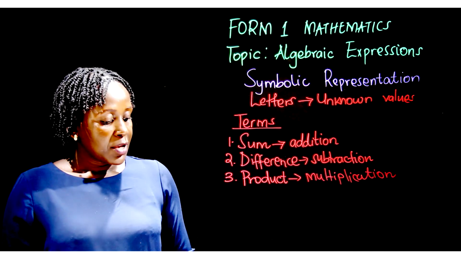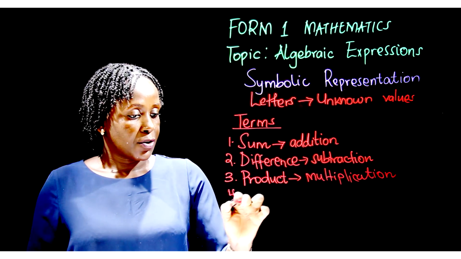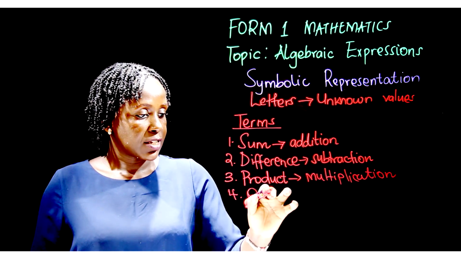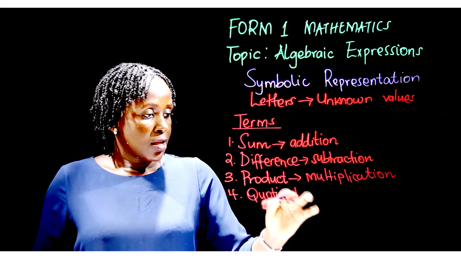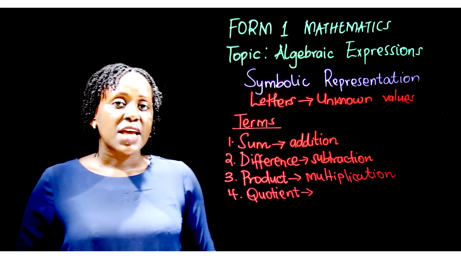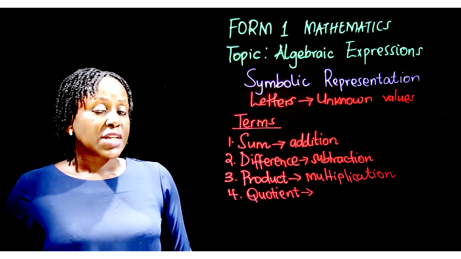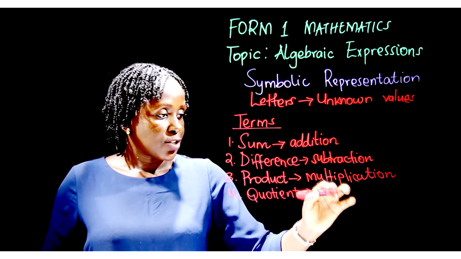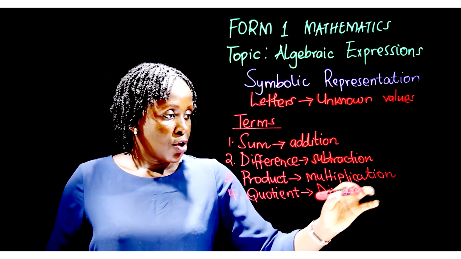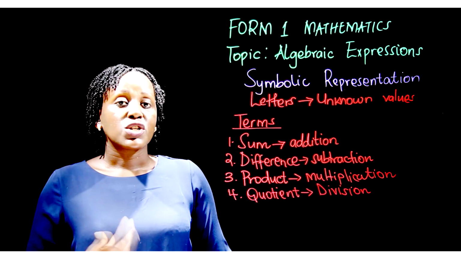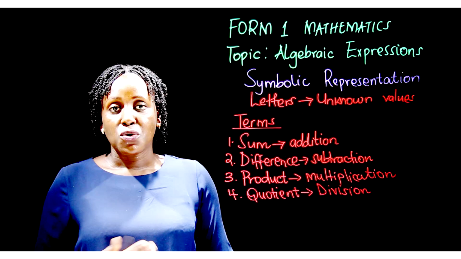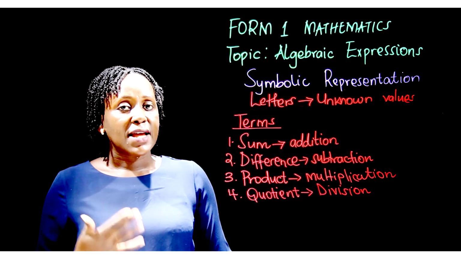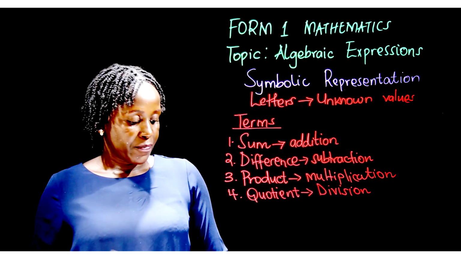Now another term is quotient. Quotient is a value that is obtained after dividing. So it implies that you use division. For instance, the quotient of 10 and 2 is 5 because 10 divided by 2 is 5.